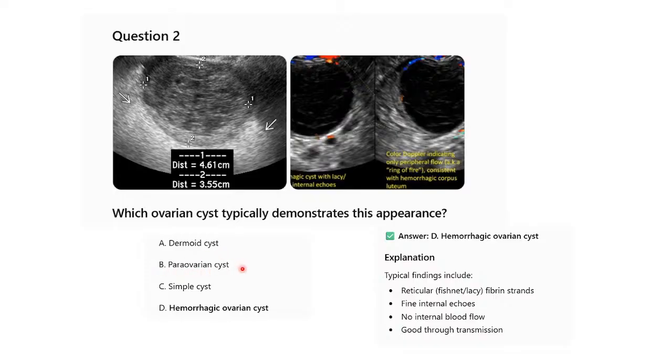B. Para-ovarian cyst. C. Simple cyst. D. Hemorrhagic ovarian cyst. So our answer is D, the hemorrhagic ovarian cyst. So that's a hemorrhagic cyst.